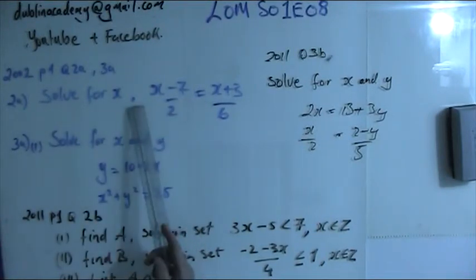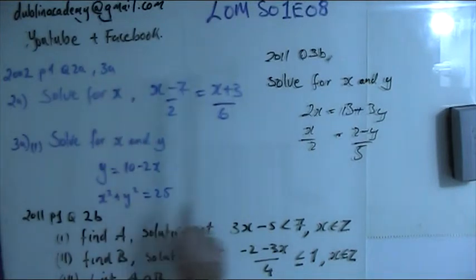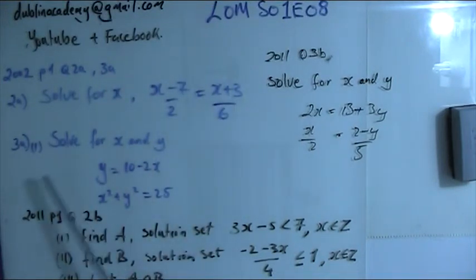Solve for x. Okay, this is not included. Solve for x, so you solve that equation, multiply across by the LCM. 3A says solve for x and y. I'm going to show you how to do this question.